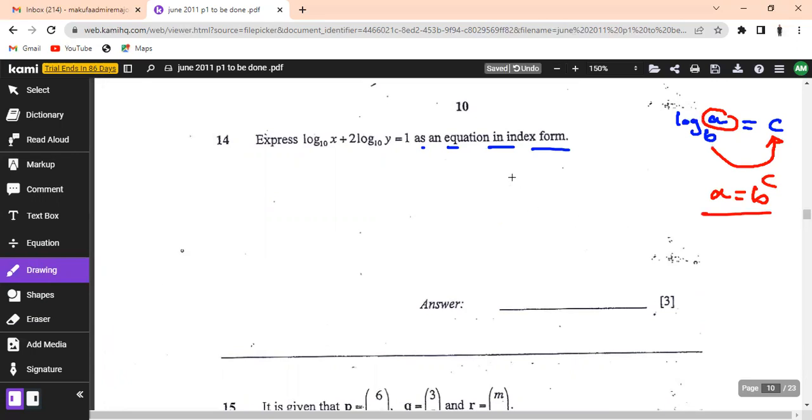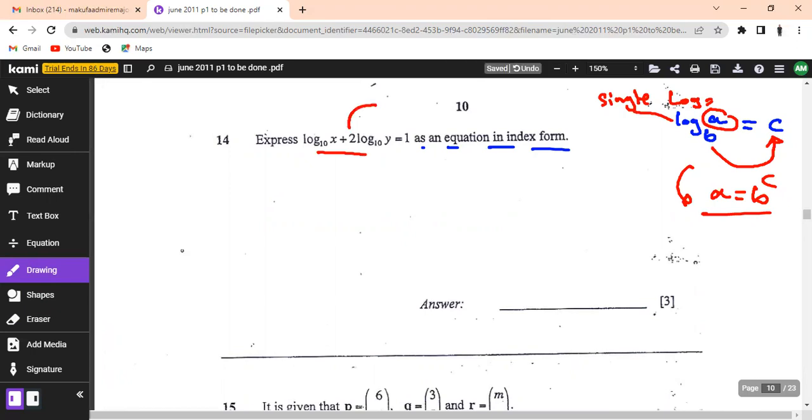So if this be the case, let us write it first as a single log, because you can only convert to index form provided that you are coming from a single logarithm. That is what you're supposed to have. You must have a single logarithm in this case. Okay, so let us express this as a single log.